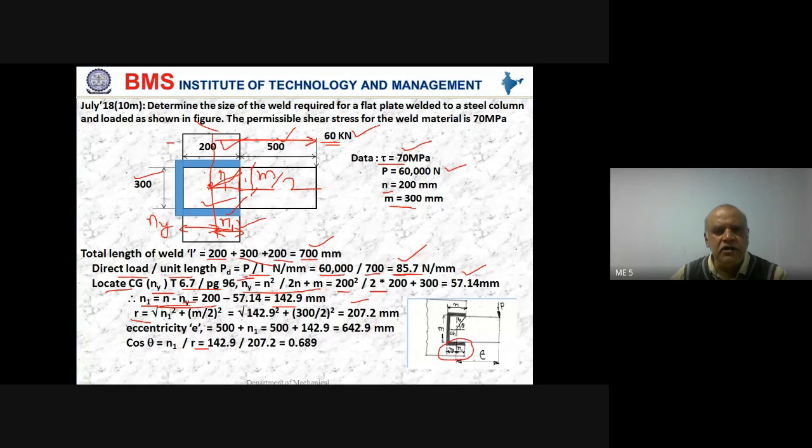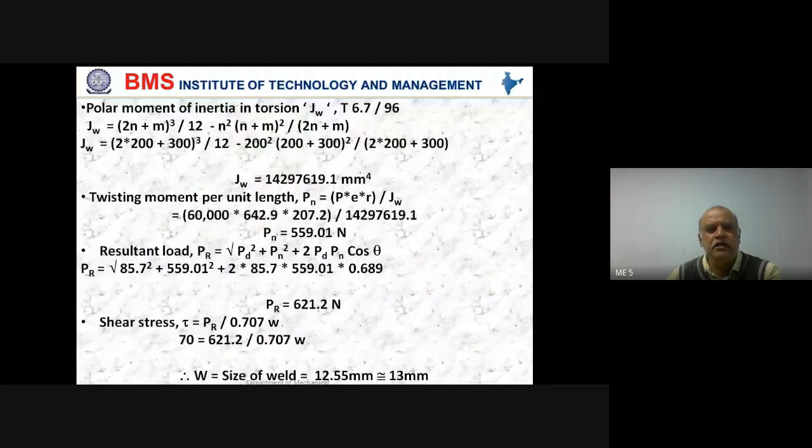That is, the distance between the center of gravity of the weld to the point of application of load is the eccentricity E. So in this case it is going to be 500 plus n1. Then find out cos theta, which is adjacent by hypotenuse, that is n1 by r for this triangle. Then find out polar moment of inertia using the equation from table 6.7 for that type of weld, and then follow the steps and get the value.